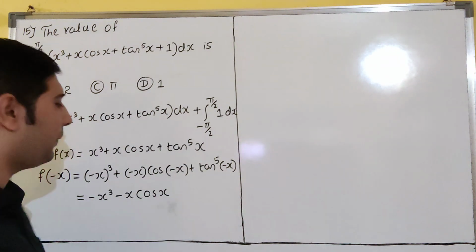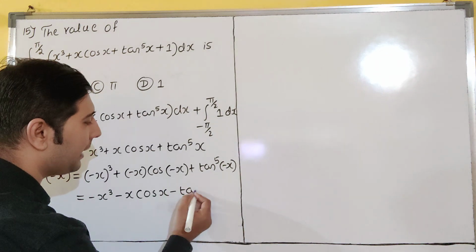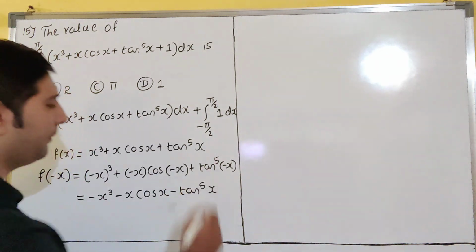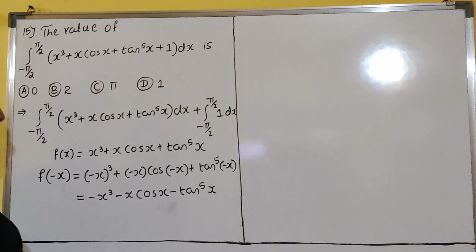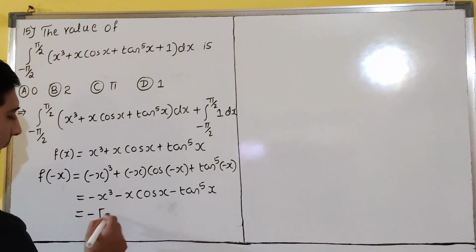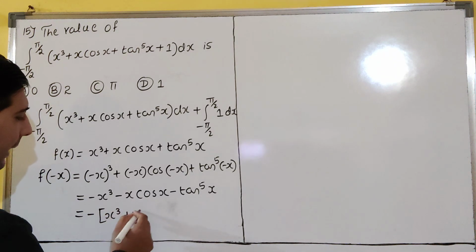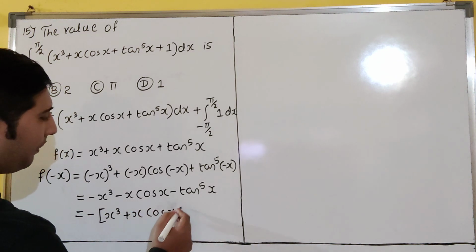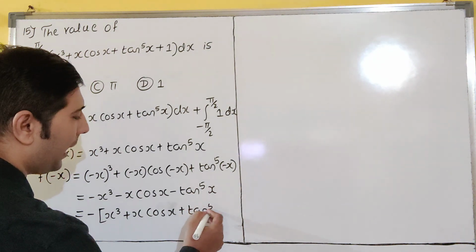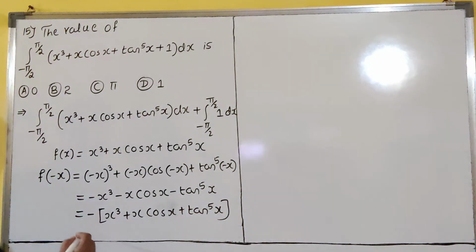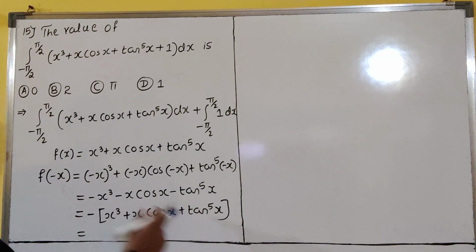Minus tan x raised to 5 is minus tan raised to 5x, dear students. Clear? So now what you will get here? I will take the minus sign outside. What are you remaining with? See here: x cube plus x into cos x plus tan raised to 5x. So what is this? This is the whole term, that is f of x. Here minus is there, minus f of x.